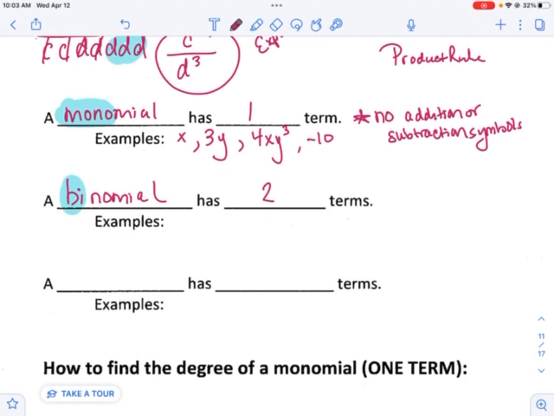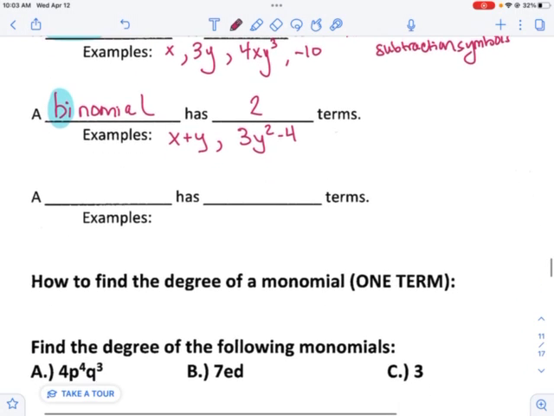Now we start to see some addition or subtraction symbols. So how about x plus y? Right, there's two monomials together, makes it a binomial. 3y squared minus 4. Two terms.